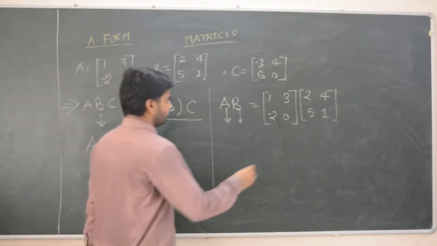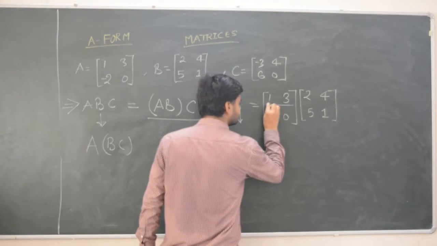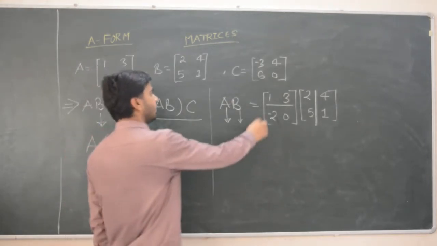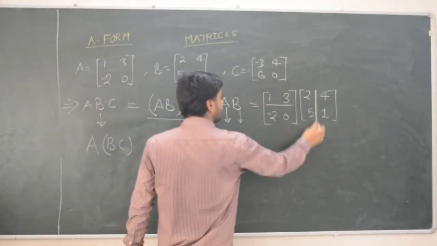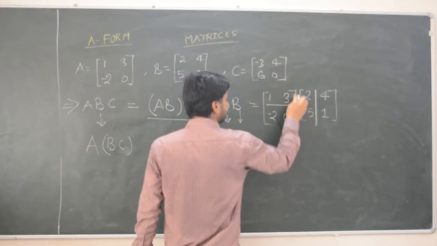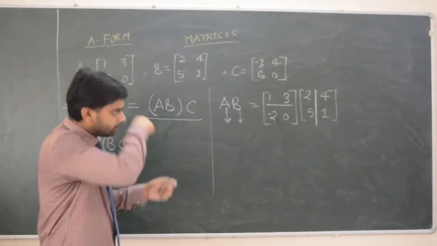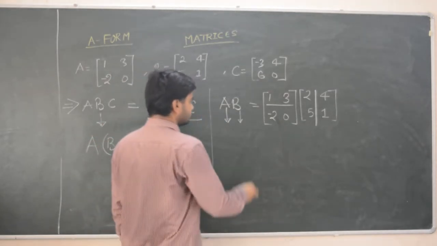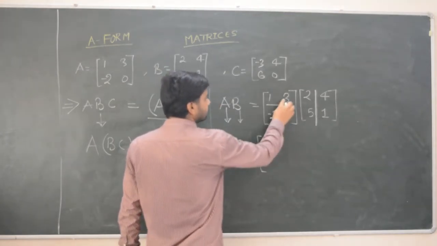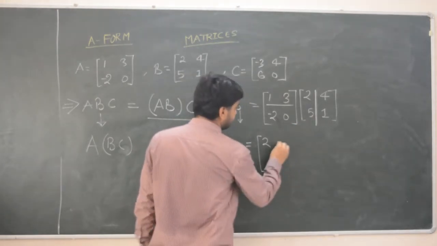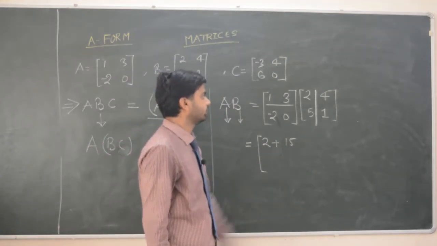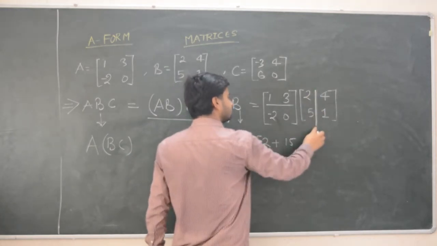Okay, so we will first mark the first row, and here we will make a line like this in the first column. That means we are going to multiply this row with this column. The first element will be multiplied with the first element, and the second element with the second element, and we will write that by adding the two multiplications. So the multiplication of 1 with 2 will be 1 into 2, that is 2. The multiplication of 3 with 5 will be 3 into 5, that is 15. And we will write this with a plus sign: 2 plus 15.